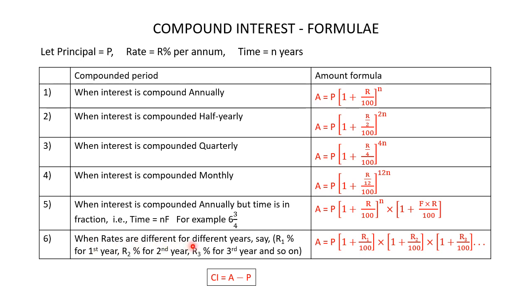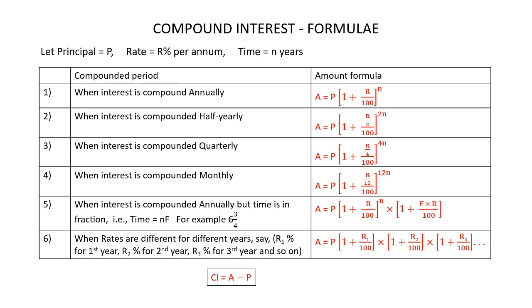When rates are different for different years, say R1% for the first year, R2% for the second year, R3% for the third year, and so on, the formula to find the amount is A is equal to P multiplied by 1 plus R1 by 100, multiplied by 1 plus R2 by 100, multiplied by 1 plus R3 by 100, and so on.